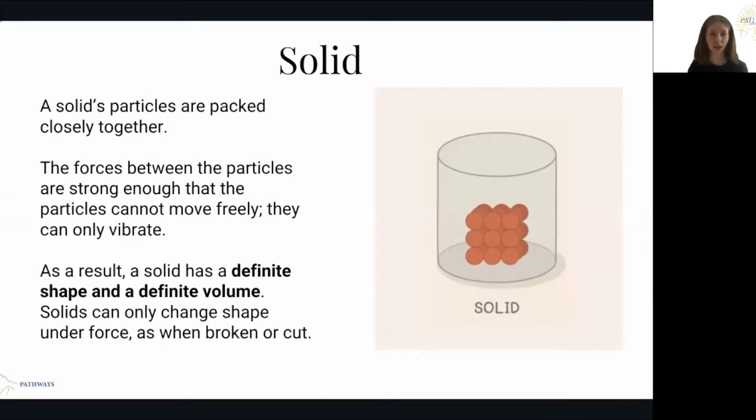A solid has particles that are packed closely together, and the forces between the particles are strong enough that the particles cannot move freely. They can only vibrate. So when you hold something like a cup in your hands, it doesn't fall apart when you touch it, right? It's pretty solid, and the particles are very tightly packed, so they won't move. As a result, a solid has a definite shape and a definite volume. This means solids can only change shape under force or when they're broken or cut. Like I said, a cup won't just change shape unless maybe you dropped it and it breaks or something like that.